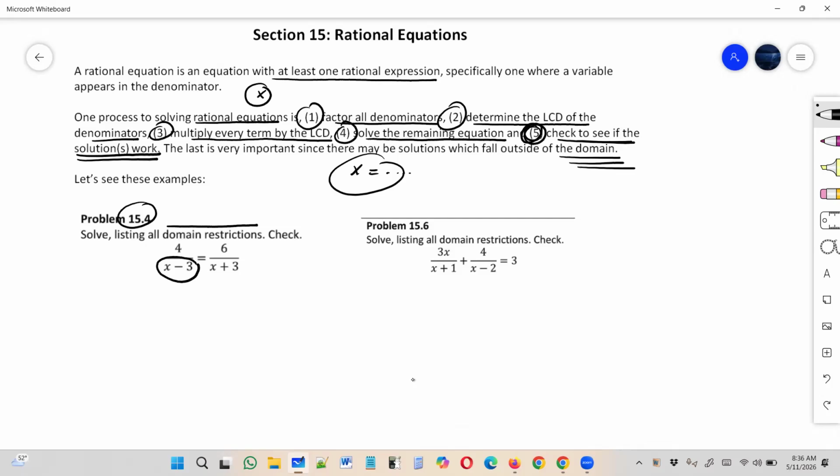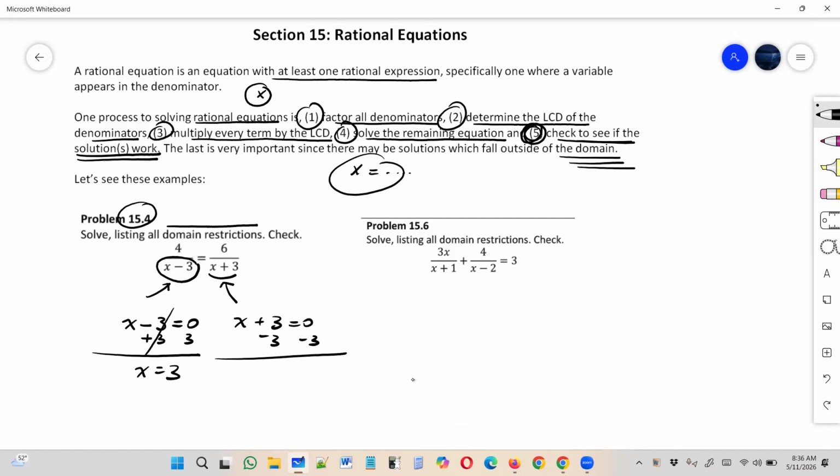So if the denominator is zero, we cannot solve it. So there is a restricted value coming from here, and there's a restricted value coming from there. How do I find it? All you have to do is equate the denominator with zero, in both cases. We don't need to do this because we're going to check at the end, but I'm just showing you now what a domain restriction is. So if I add 3 here to both sides, I get x equals 3. And if I subtract 3 from both sides, I get x equals -3.